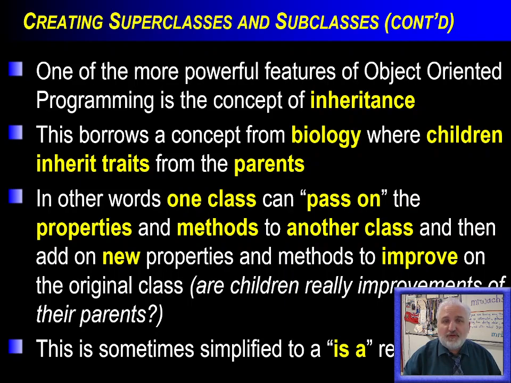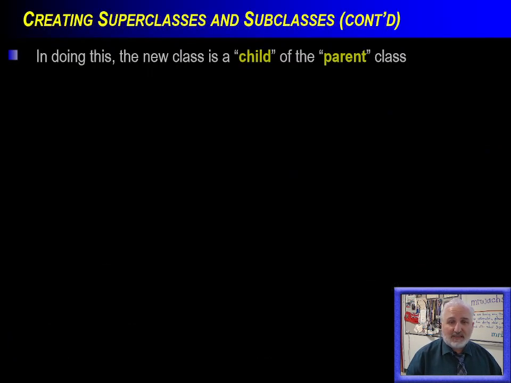So one of the more powerful features of object-oriented programming is the concept of inheritance, which borrows its idea from biology, where children inherit traits from their parents. In other words, one class passes on the properties and the methods to another class, therefore not requiring that other class to write that code. It's just passed on. And then those new classes will then add new properties and new methods to improve on the original class. And this is sometimes known simply as a simple is-a relationship between two classes.